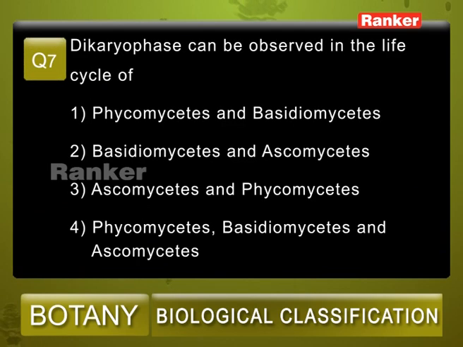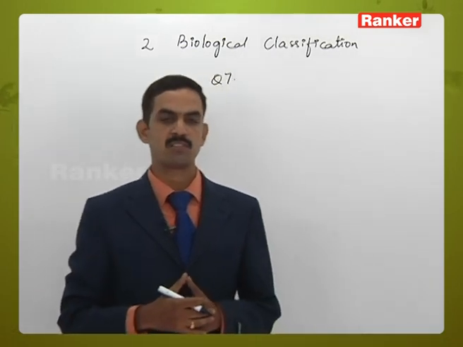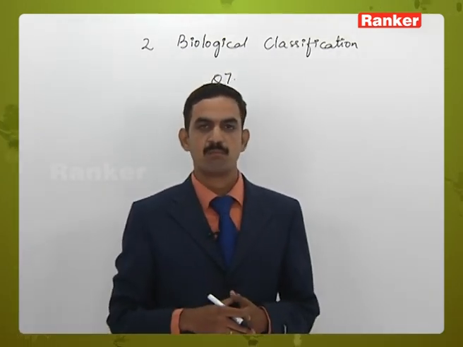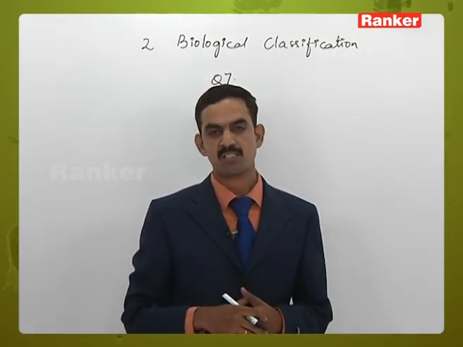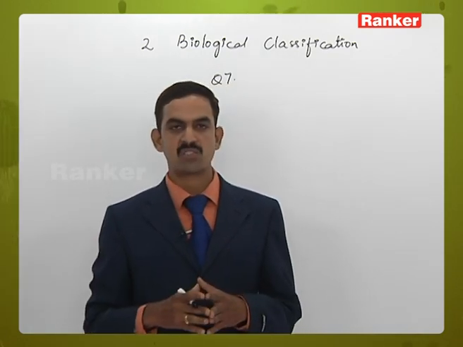Question number 7. Dikaryophase can be observed in the life cycle of first option Phycomycetes and Basidiomycetes, second option Basidiomycetes and Ascomycetes, third option Ascomycetes and Phycomycetes, fourth option Phycomycetes, Basidiomycetes and Ascomycetes. In the given options, Phycomycetes, Basidiomycetes, Ascomycetes have been given. All these are the classes of fungi.